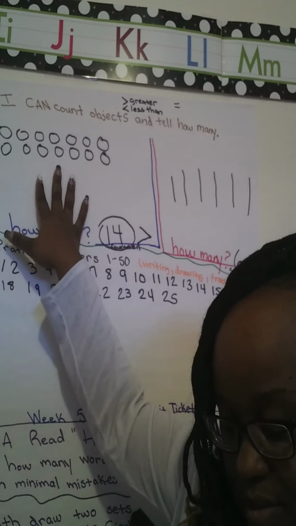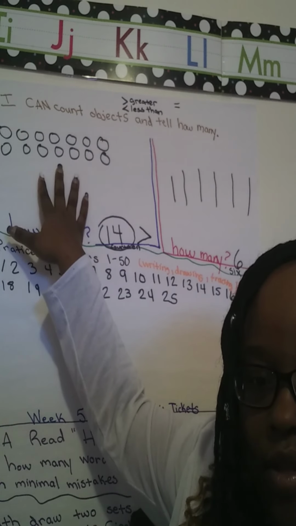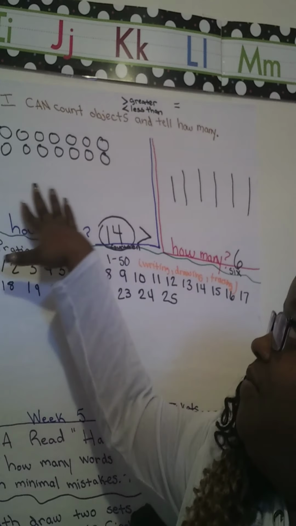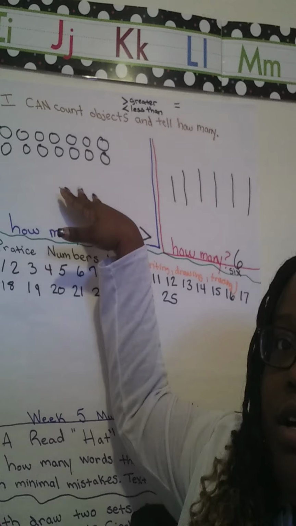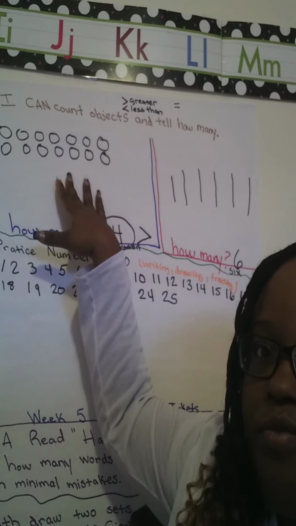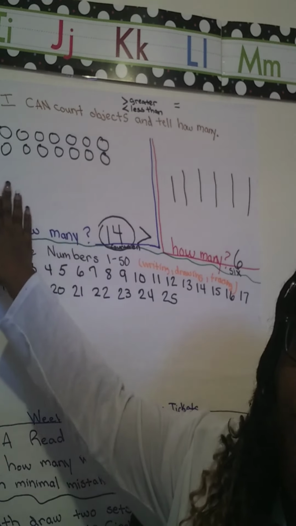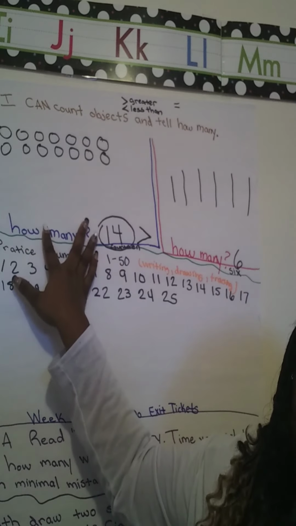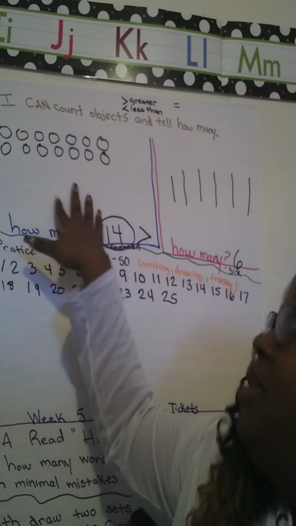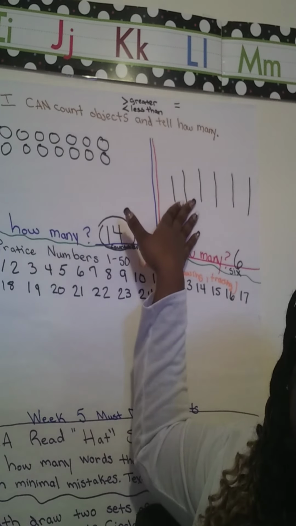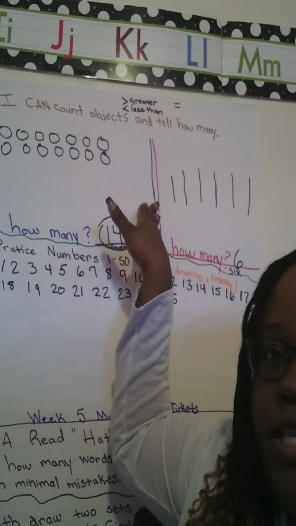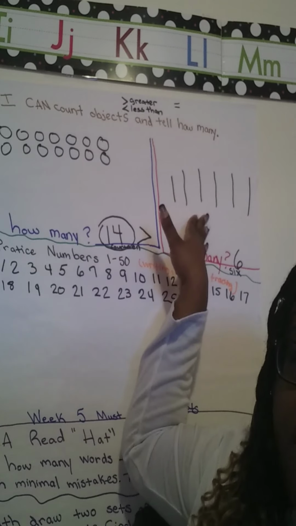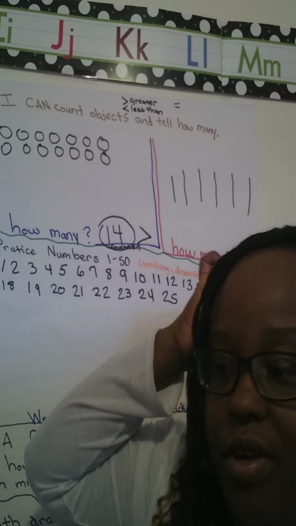For example, last week my example was the 14 circles right here. Your scholar may be asked in a problem, can you find what number comes after 14, or draw a set of the number that comes after 14. So after 14, they may be asked to draw 15 circles, since 14 was my number here. Here, my number was 6. So can you draw another set of 6? That's one more than 6. So then they would have to draw another set of 7 for their number.